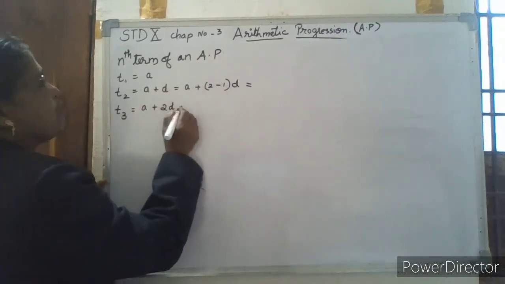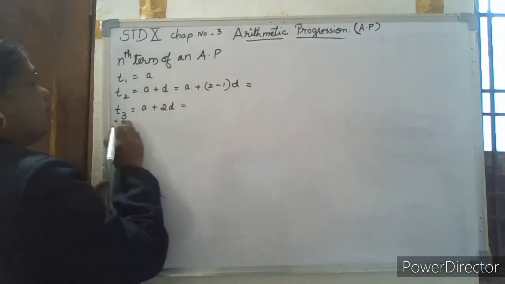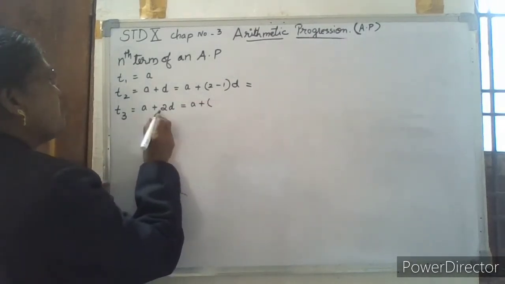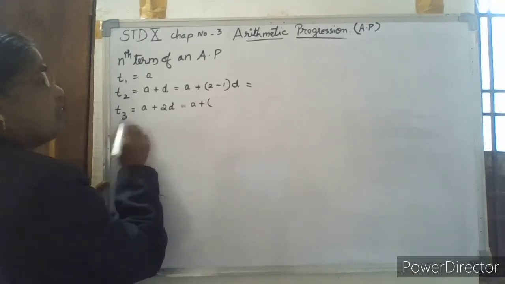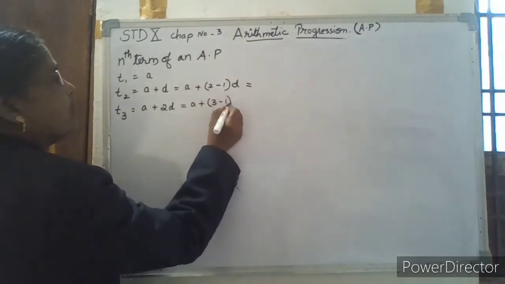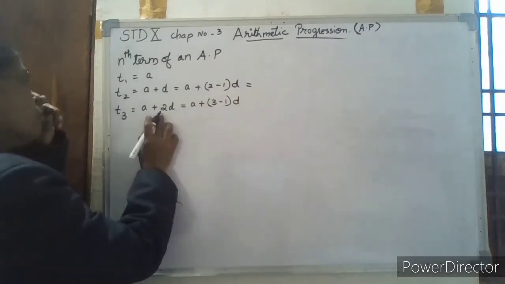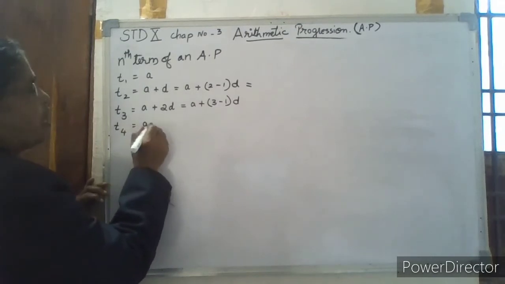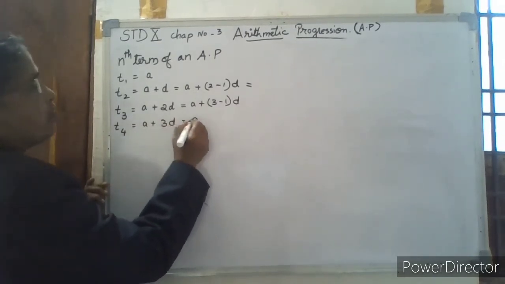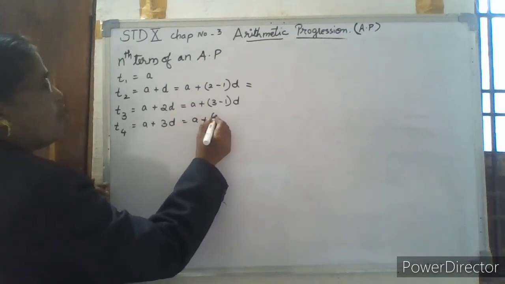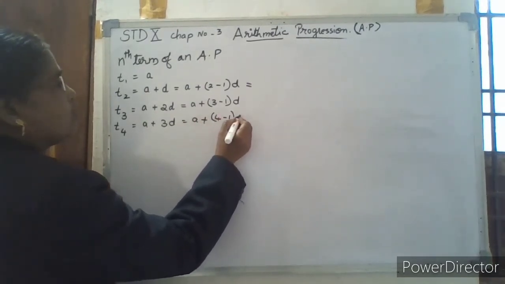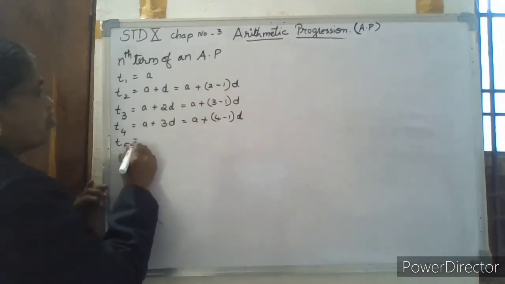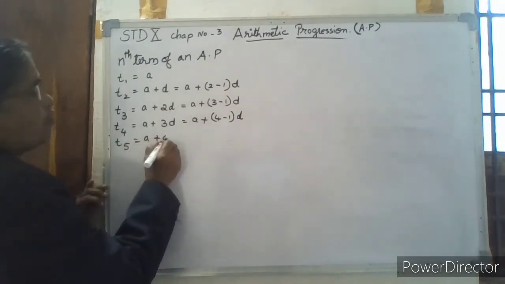In the same manner, the third term is A plus (3 minus 1) into D. 3 minus 1 will give you 2, so 2D. In the same manner, the fourth term is A plus 3D, so that is equal to A plus (4 minus 1) into D. In the same manner, the fifth term is A plus 4D.